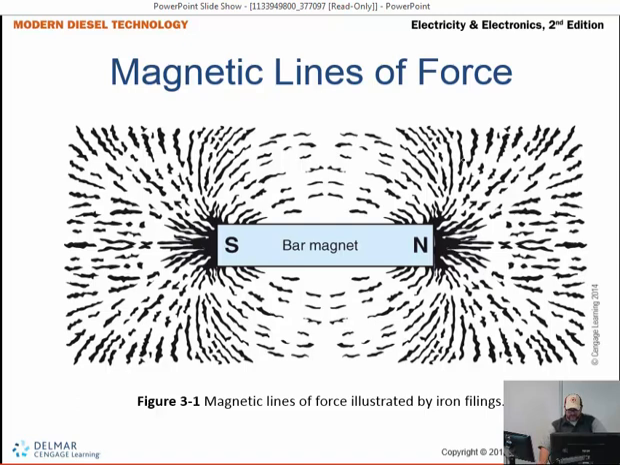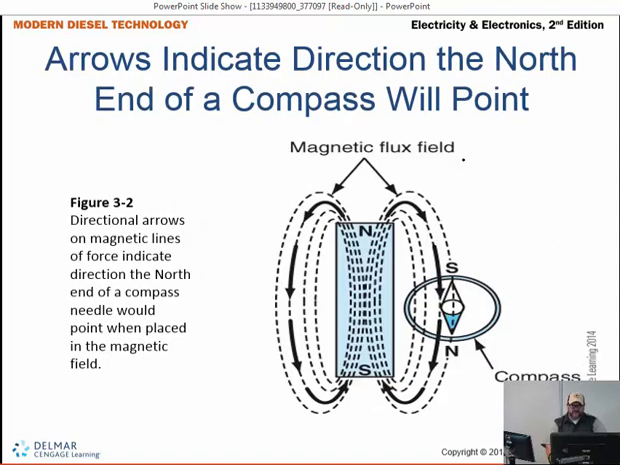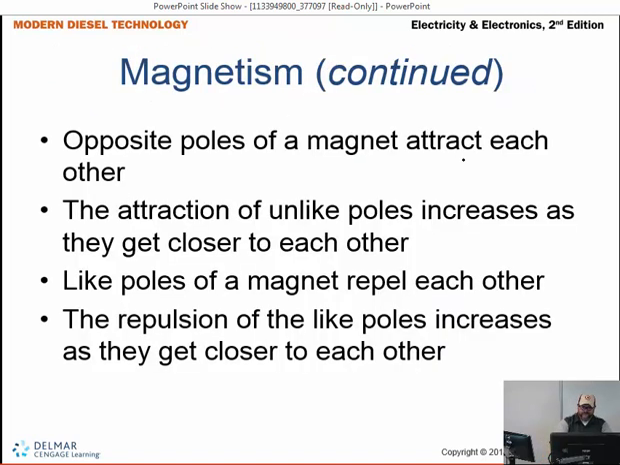All right. So here we have a little compass, and we're going to do this demonstration in our lab, and you'll see that the magnetic lines of force line up with the south and north pole, but in opposite, because of the way the magnetic lines of force and the magnetic flux field are lining up.